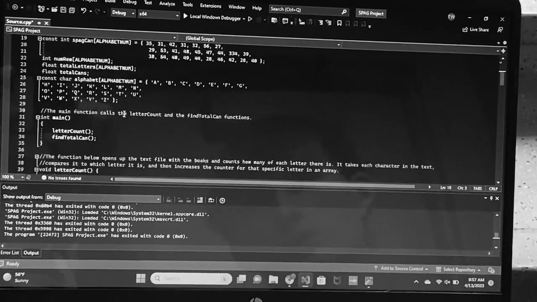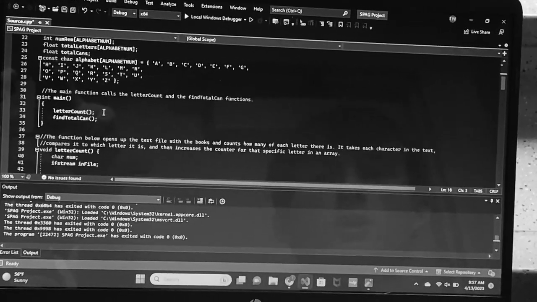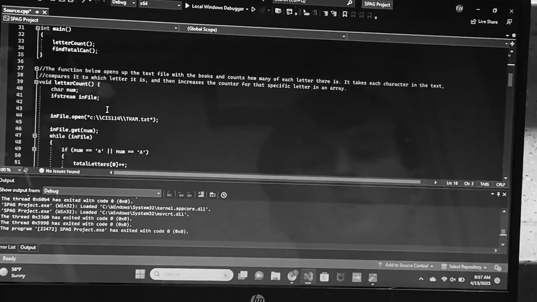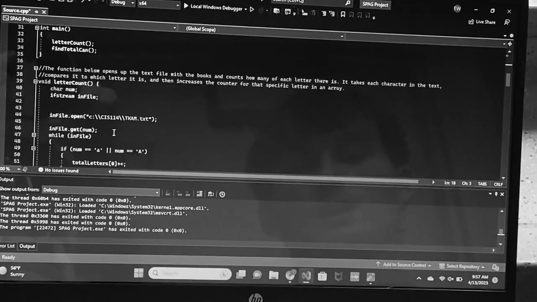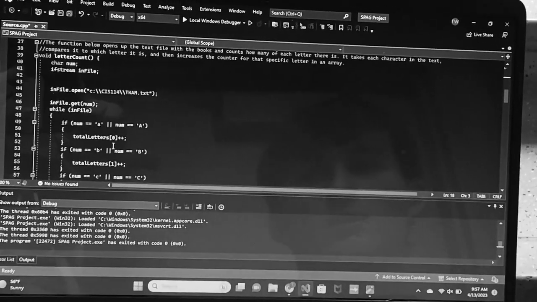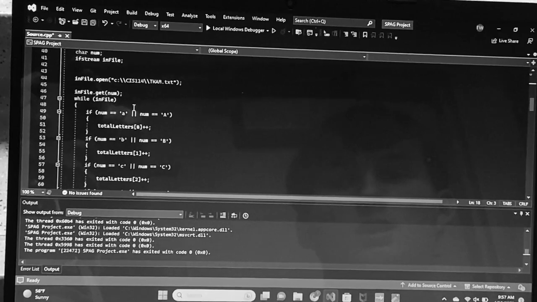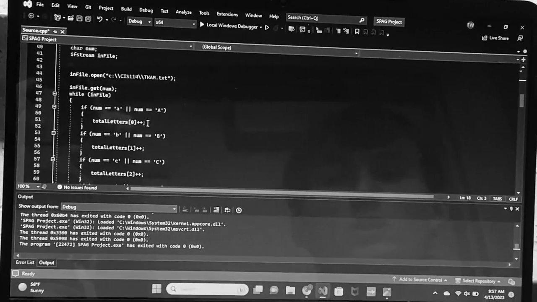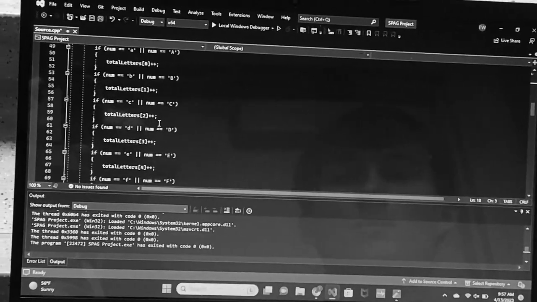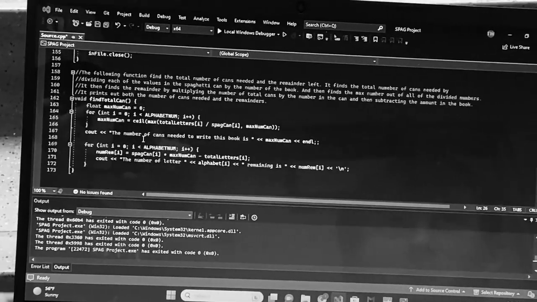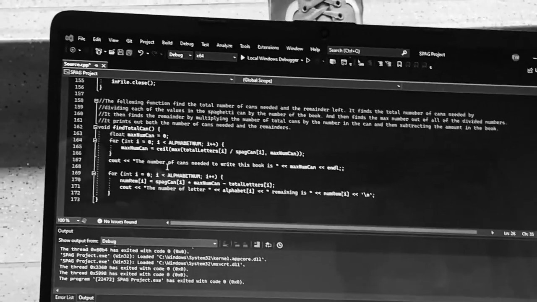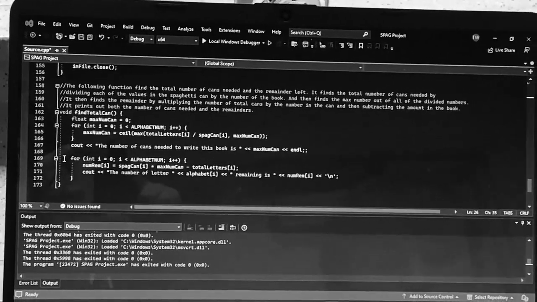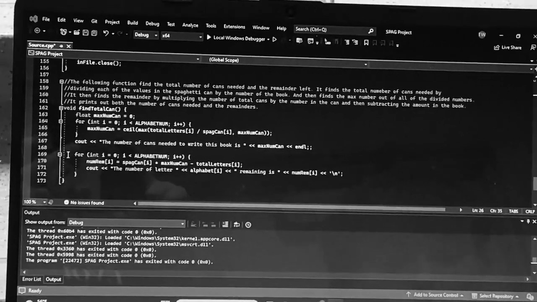And then if you scroll down a little bit, we have the main function which calls letter count first and then find total can. In letter count, we get the file of the book, which is To Kill a Mockingbird. And then we go through the entire book and look at each character in it and determine what type of letter it is. And then based on the letter, we have another array that adds to the total. After we calculate how many of each letter there is in the book, we find the total number of cans that would be required to write the book based on our ratio of letters.